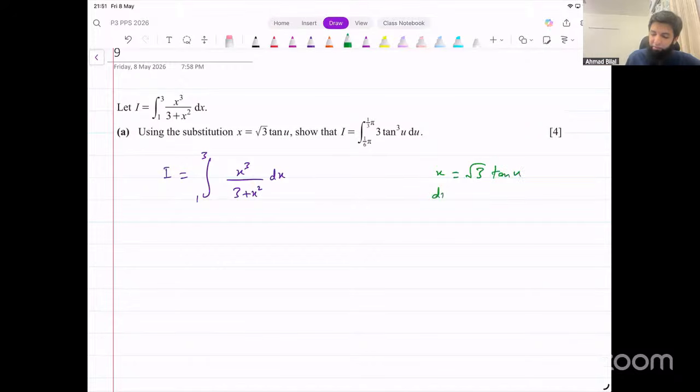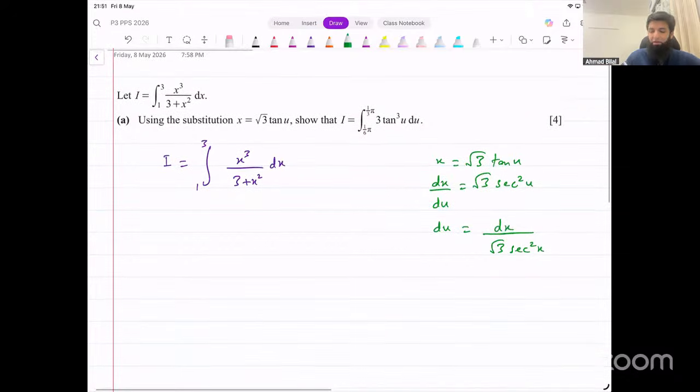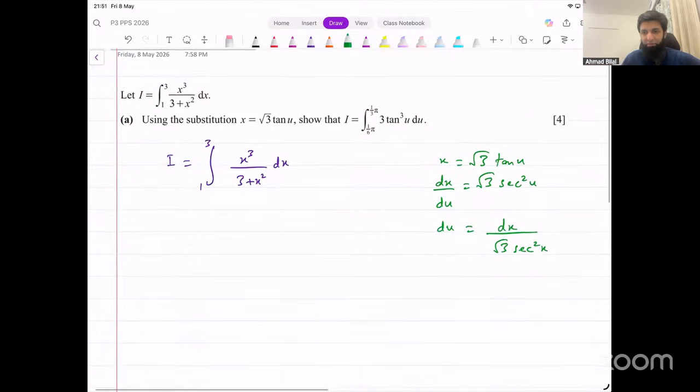Find the derivative of this, dx over du. What's the derivative of this going to be? Under root 3 remains as it is. Derivative of tan is secant squared. So secant square u. You have to get rid of those dx from here as well. So make du the subject, and that will give you du equal to dx divided by under root 3 secant square x. Now do the substitution, see what that gives you.